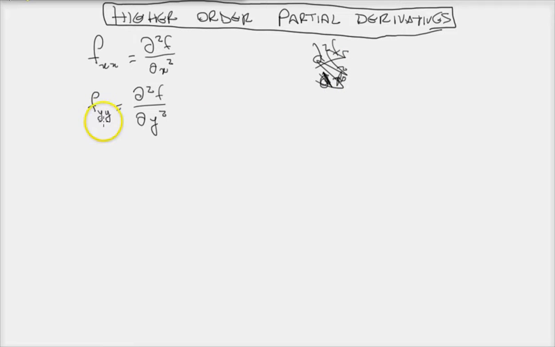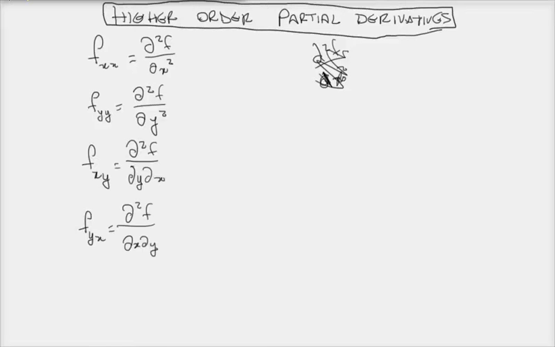We have f sub y, and that is taking the second partial derivative with respect to y, so we take the partial derivative of f with respect to y, and then the partial derivative of that with respect to y again. However, because we're dealing with two variables in multivariable calculus, we can have multiple higher order derivatives than just this. We have these two partial derivatives, and these are our mixed partial derivatives.